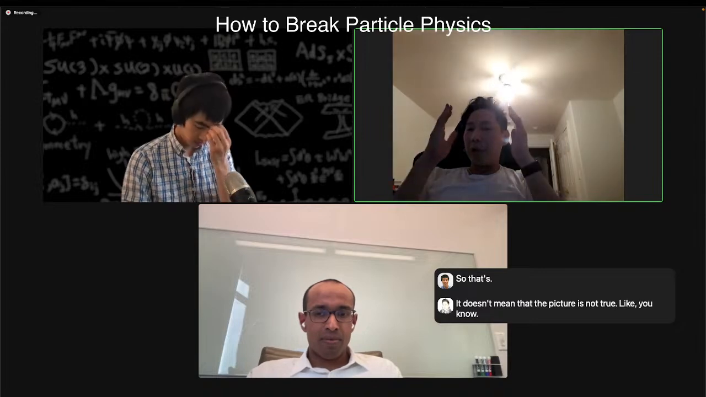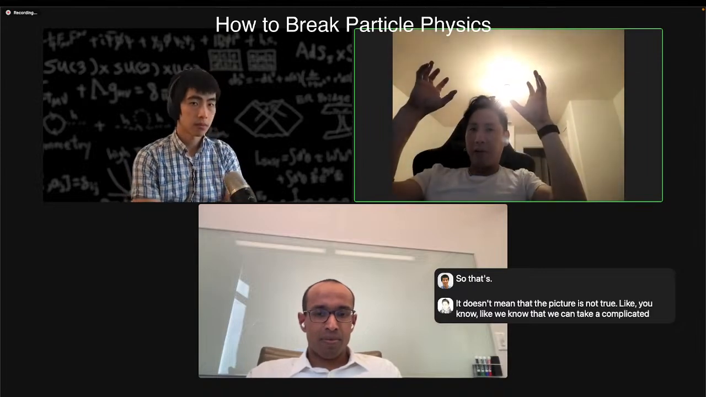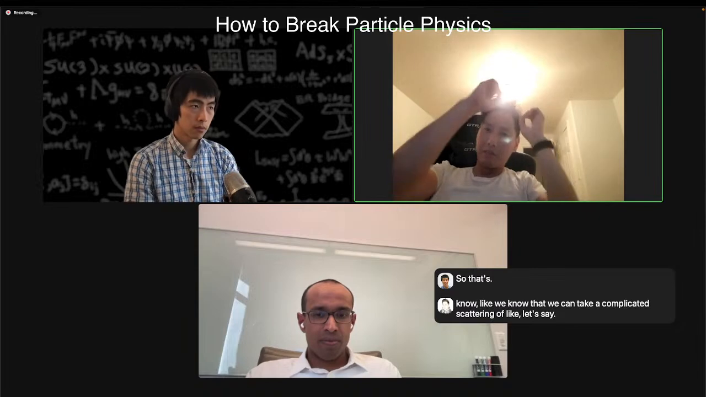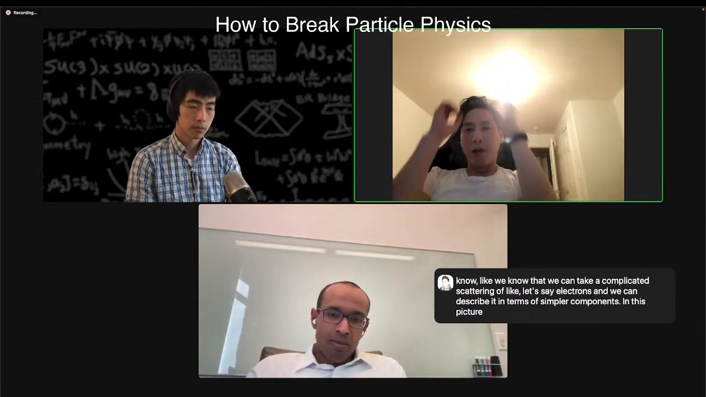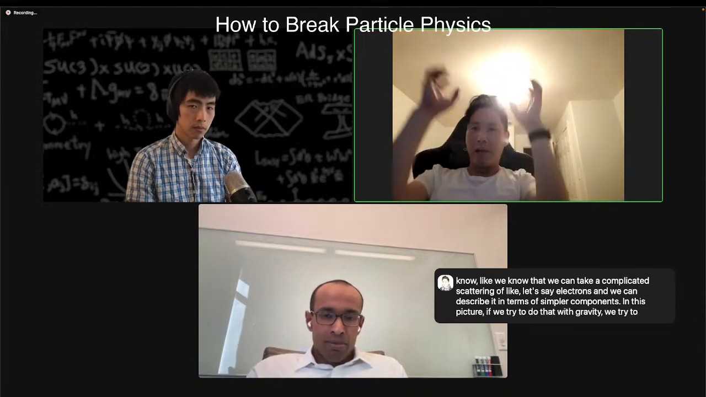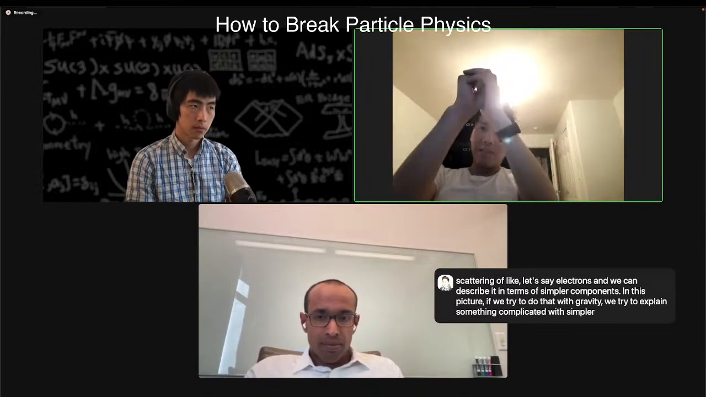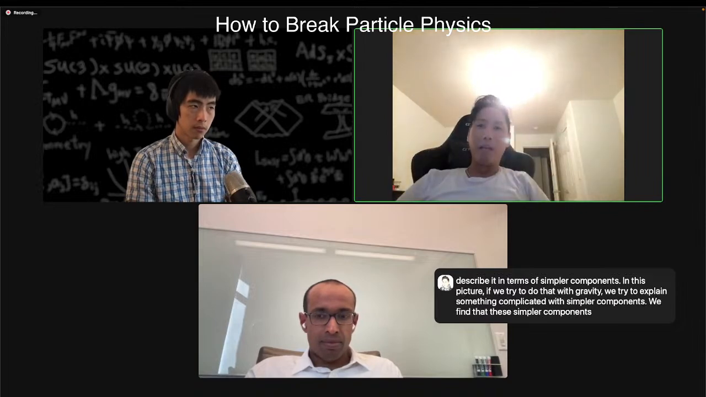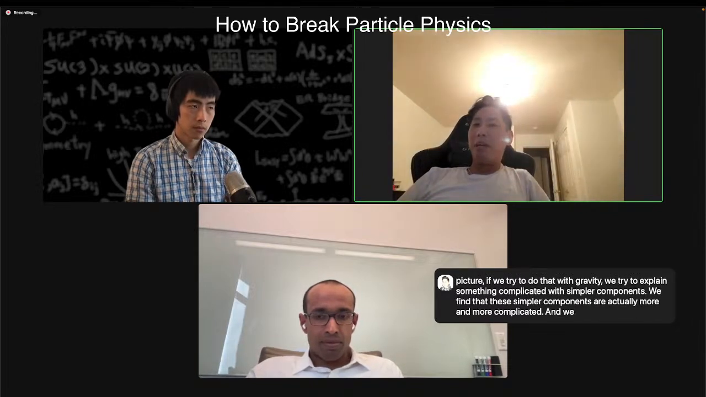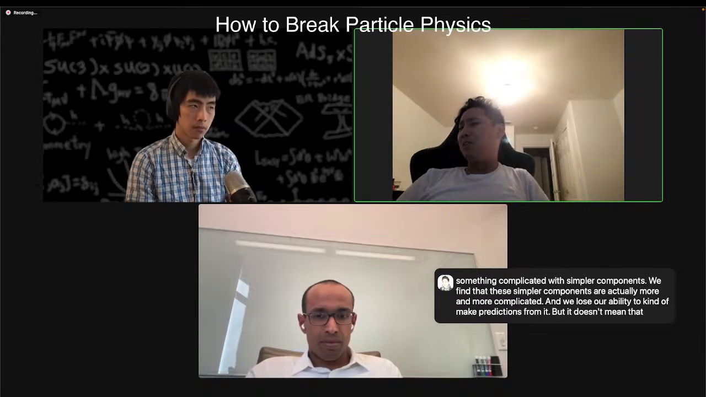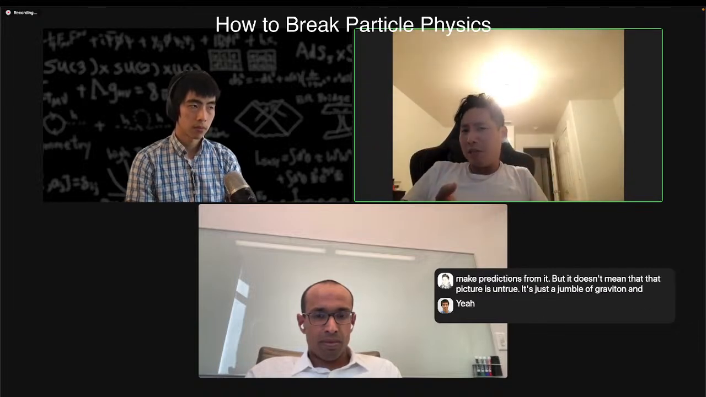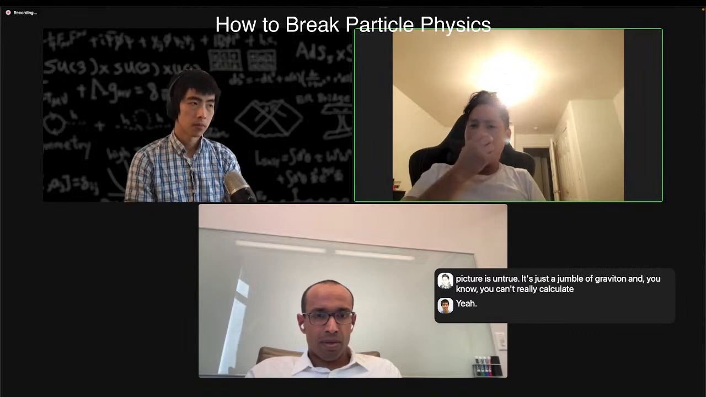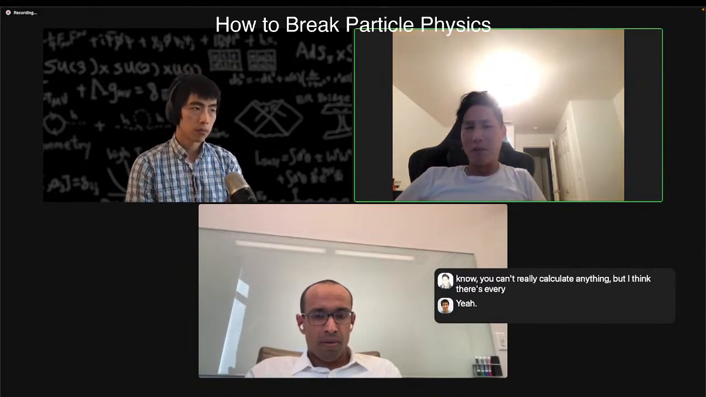We know that we can take a complicated scattering of, let's say, electrons, and describe it in terms of simpler components. In this picture, if we try to do that with gravity, we find that these simpler components are actually more and more complicated. And we lose our ability to make predictions from it. But it doesn't mean that picture is untrue. It's just a jumble of gravitons, and you can't really calculate anything. But I think there's every reason to believe that that picture still holds.